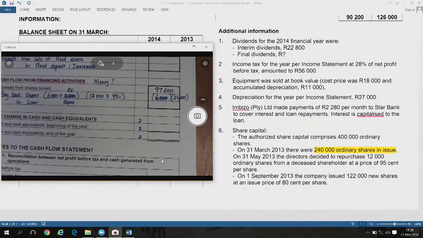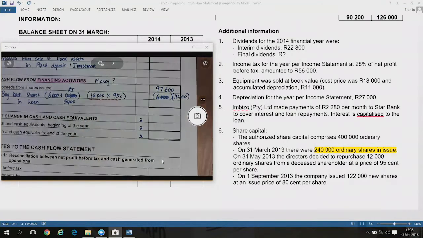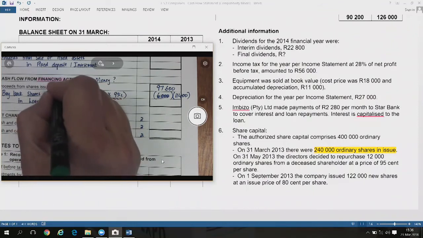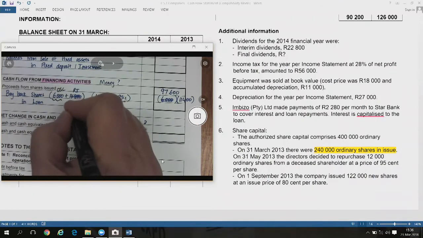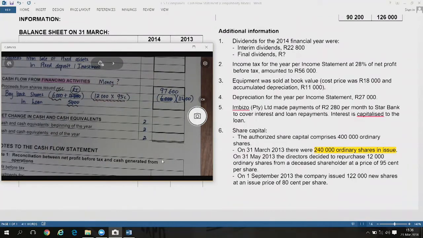11,400 rand. One of the two. I prefer this one, because they gave you the 95 cents and you've got the 12,000, but we cannot always use it, because sometimes they don't give us that 95 cents. Then you must take the 6,000 from your ordinary share capital, and you must take the 5,400 from your retained income.